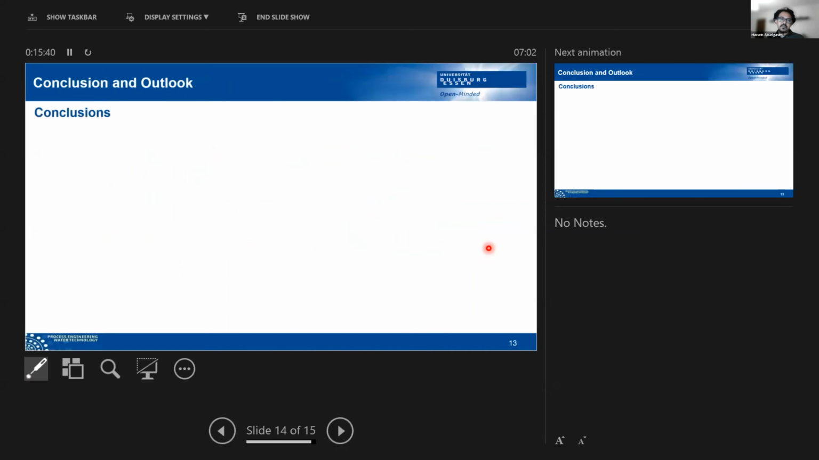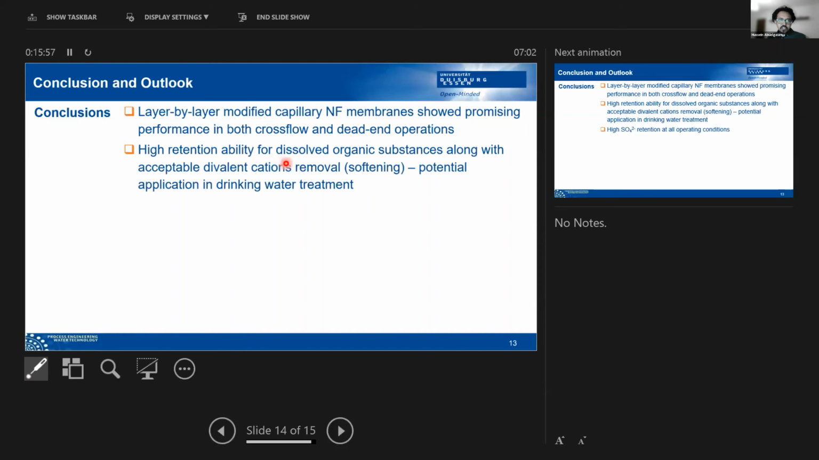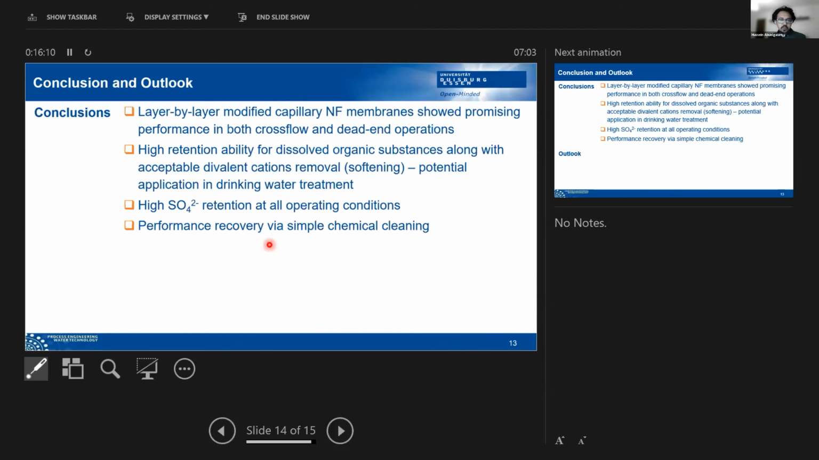So to sum it up, the conclusion is that the layer-by-layer modified capillary nanofiltration membranes showed promising performance in both cross-flow and dead-end modes. However, for the dead end, due to the concentration polarization, more experiments should be conducted. There is high retention ability for dissolved organic substances, along with acceptable divalent cation removal, or softening, which is a potential application in drinking water treatment. Sulfate retention is higher at all operating conditions, and performance recovery was achieved mainly with a simple chemical cleaning.